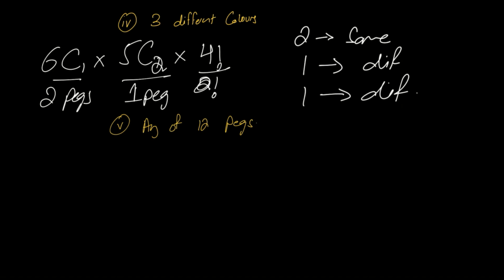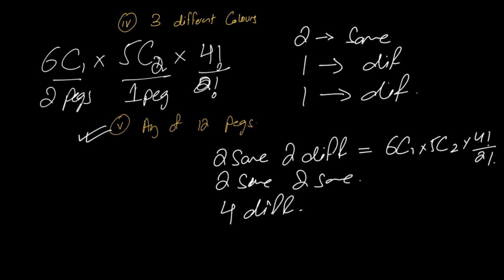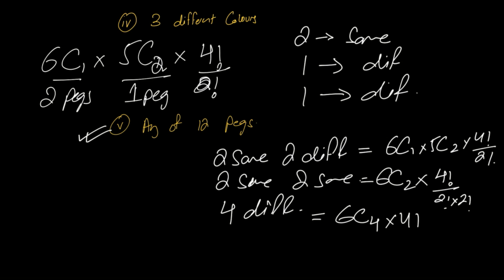Okay, so now let's look at the fourth part. So this says that any of the 12 pegs. So for any of the 12 pegs, we can have all 2 same and 2 different colors, 2 same and 2 same colors, and all 4 different colors. So for 2 same and 2 different, we just did this in part 3. It's 6C1 into 5C2 into 4 factorial upon 2 factorial. In 2 same and 2 same, we select 2 from the 6, and then we do 4 factorial upon 2 factorial into 2 factorial because 2 of them are the same. And then in 4 different, we simply select 4 from the colors, and because none of them are the same, we do 4 factorial. So you add all of these up and you will get your answer.